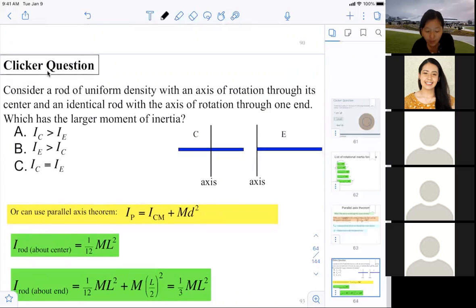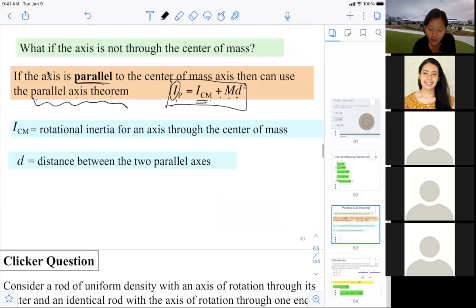So for example, you have the different rods, one relative to the center, one relative to the end. Which one has a larger moment of inertia? Well, I already know you guys know which one is larger, because the center of mass is always the smallest one. So this one will be larger. But how do we calculate it? We're going to use this equation to help us calculate it, okay?